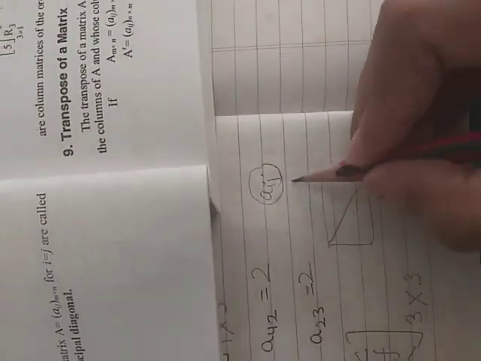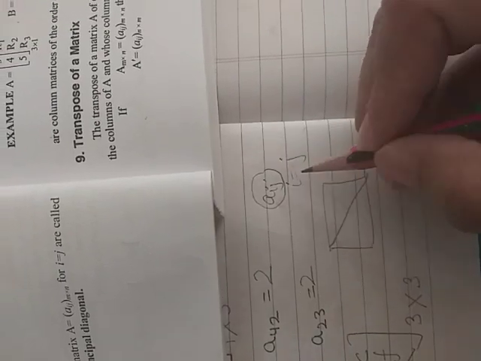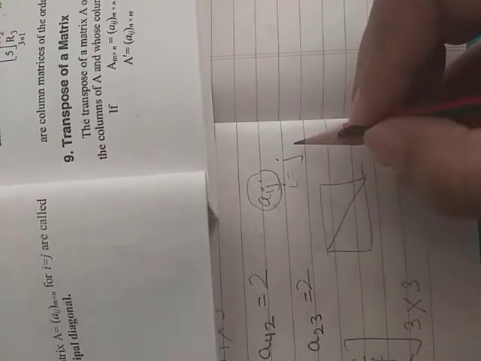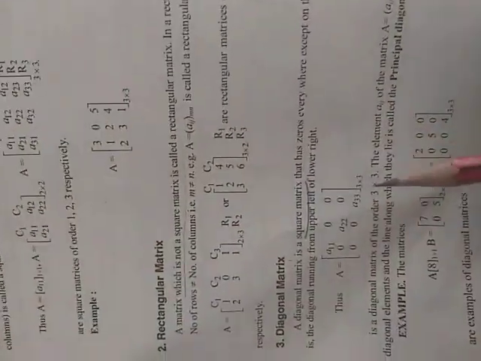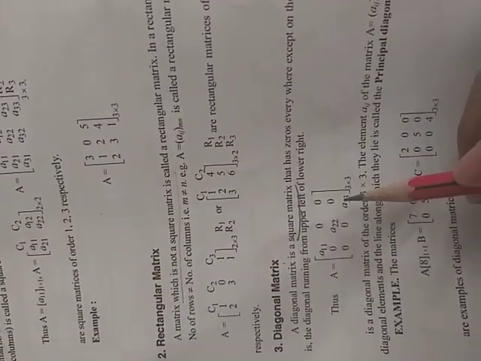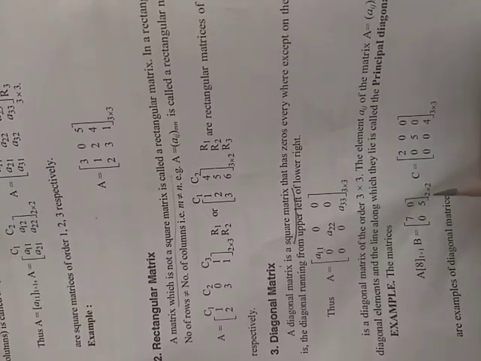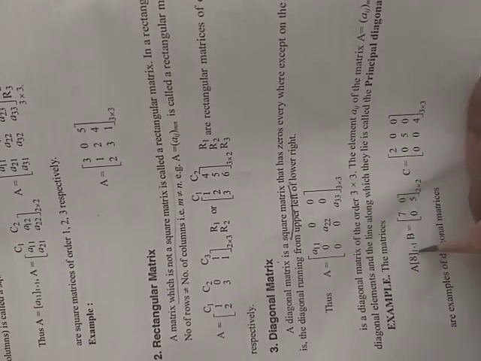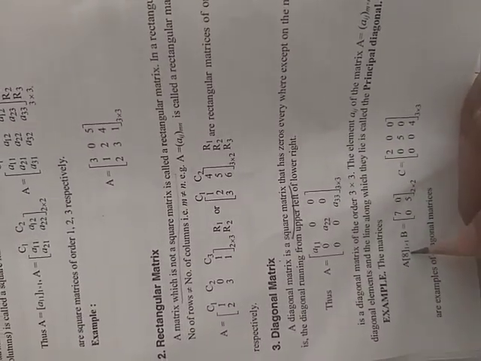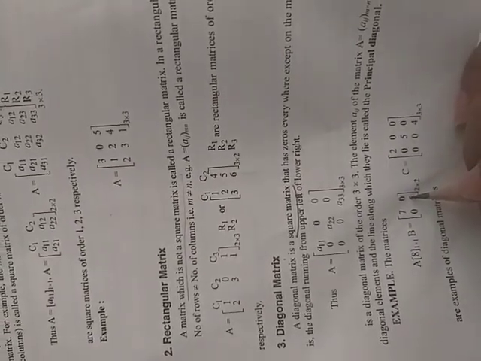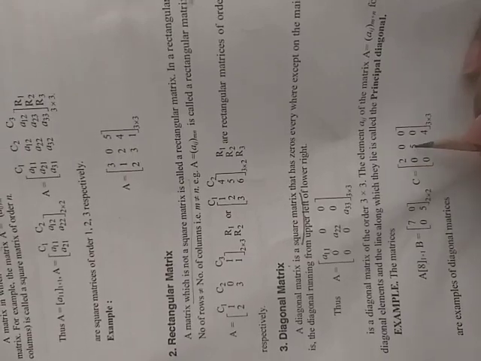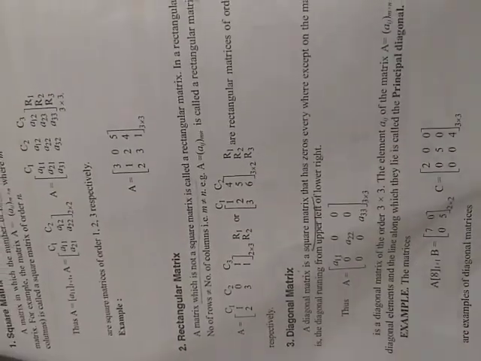So here, when i is equal to j, those elements for which i is equal to j become the diagonal elements. So this is an example of a diagonal matrix. See, this is of 1 by 1 order, so 1 element only. In 2 by 2 order, these 2 elements, rest are 0. In 3 by 3 order, these 3 elements, rest are 0. So they are examples of a diagonal matrix.